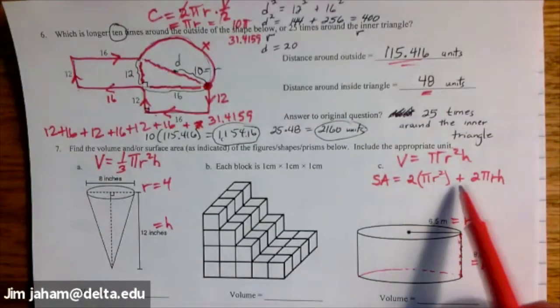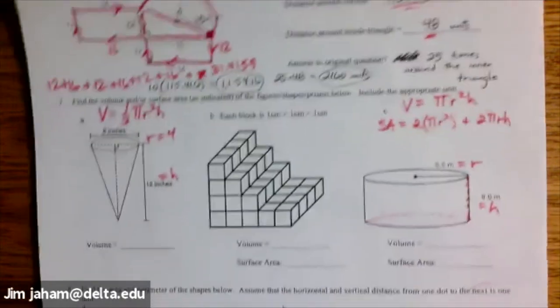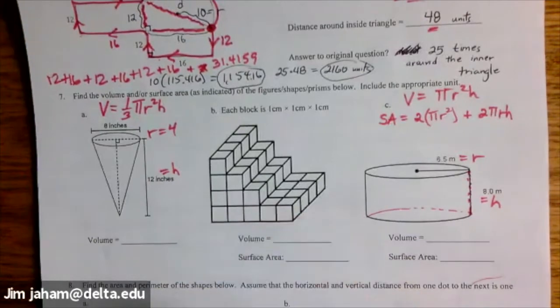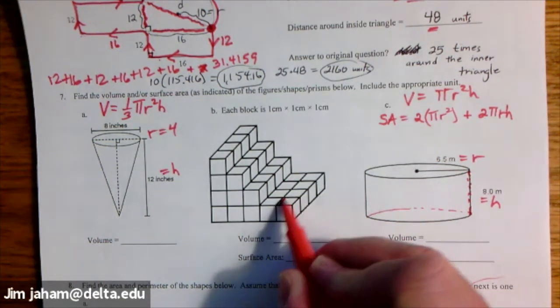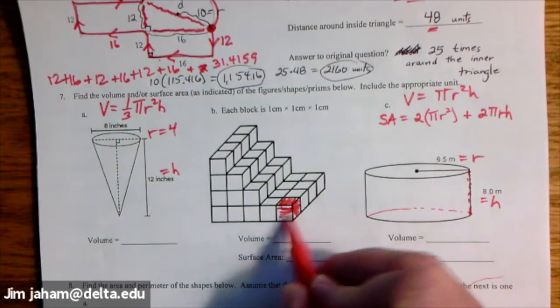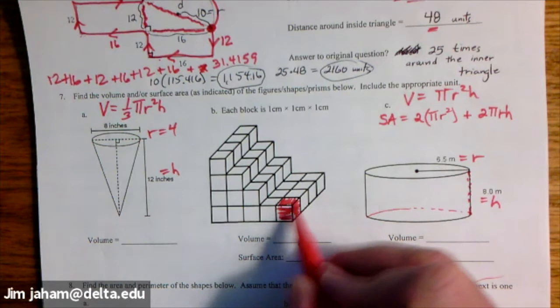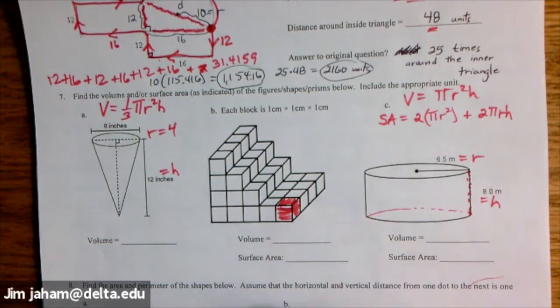2 pi r squared plus 2 pi rh. And you've got the r and the h. This one here, you have to use your concept of what it means to have an area and what it means for volume. What we're going to assume is that each one of these little blocks is used to construct this big shape. How many of these one by one by one blocks would it take to build this entire shape? That's precisely what the volume is.